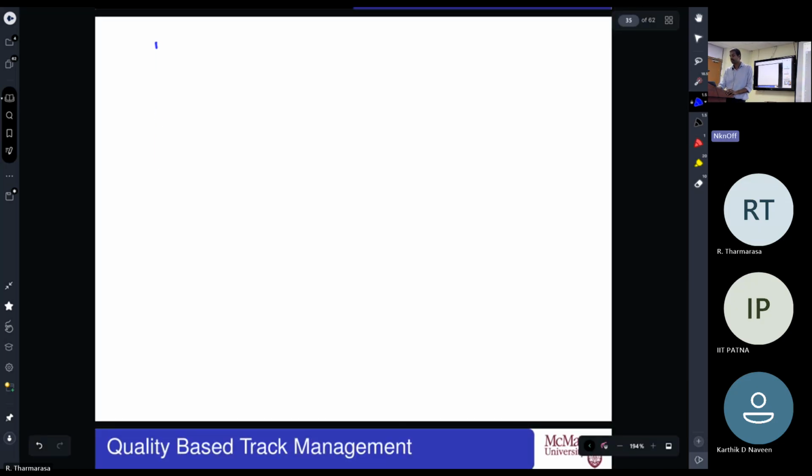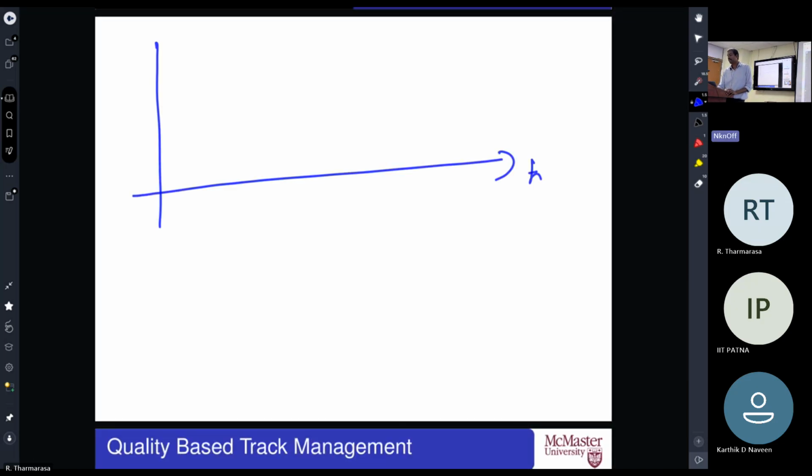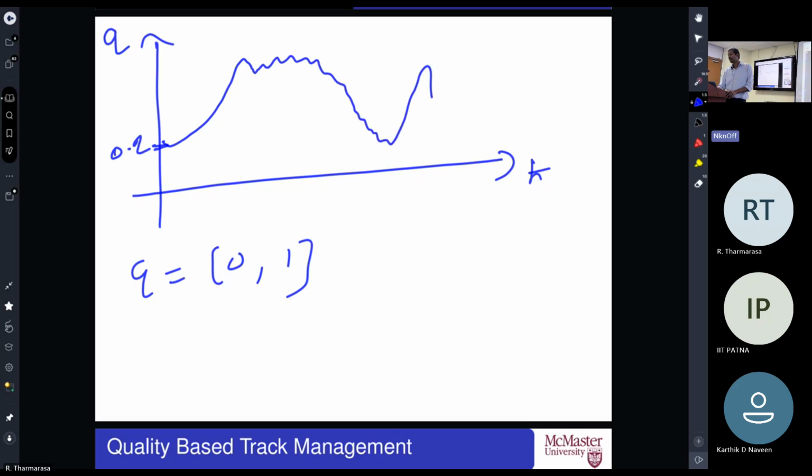So this is time, and this is the quality of your track. Quality is always 0 to 1. Initially we always start with 0.2, for example. Then if you have an association, the quality goes up. Then it can be like this, something like that. The quality fluctuates. Whenever there is an association, quality goes up, and whenever you don't have an association, it goes down, and so on.